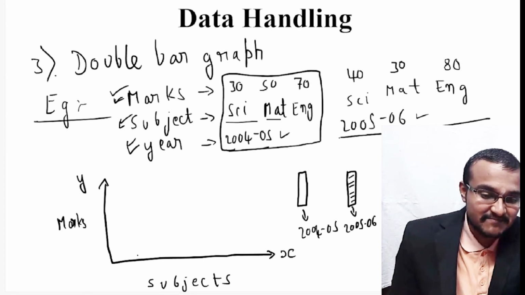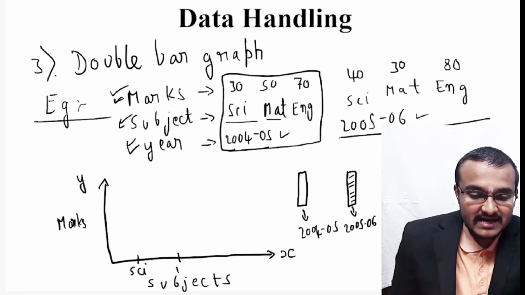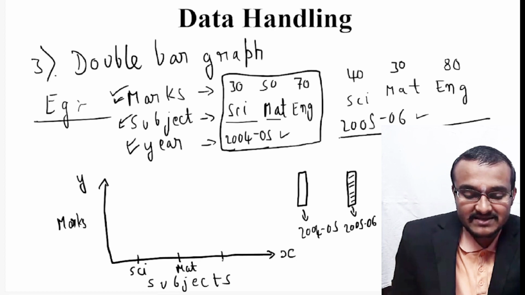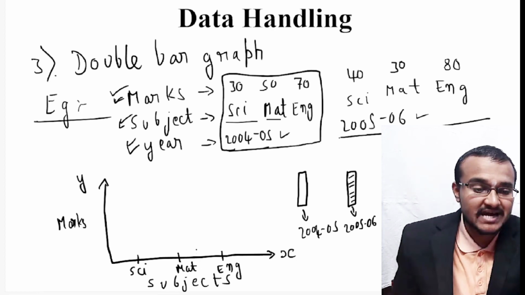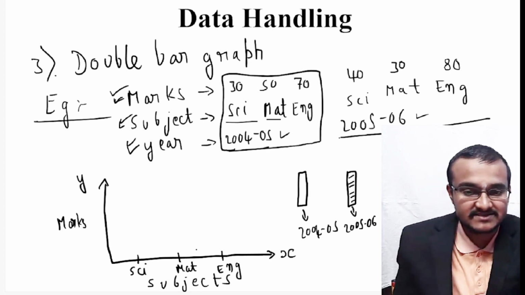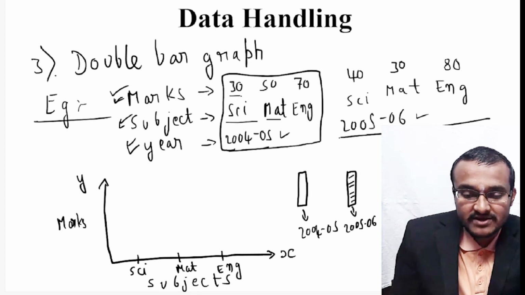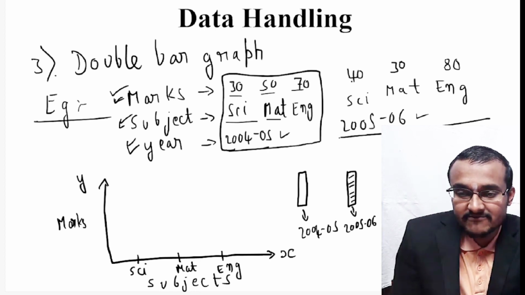So let's take subjects on the x-axis. One is science, the other is maths, and the other is English. So we have three subjects on the x-axis and we have to scale the y-axis. On the y-axis we have 30, 50, 70 for the first academic year, and in the second academic year we have 40, 30, 80.